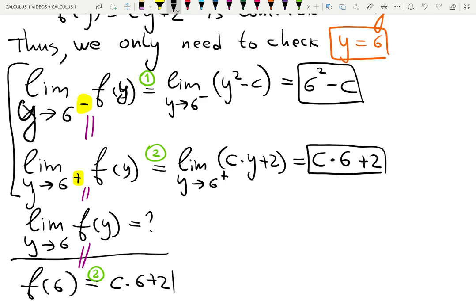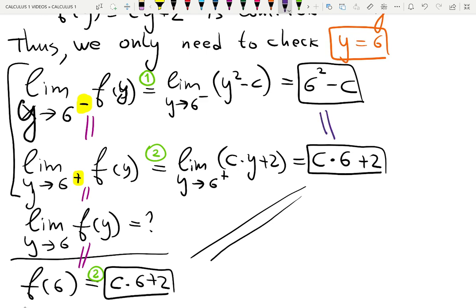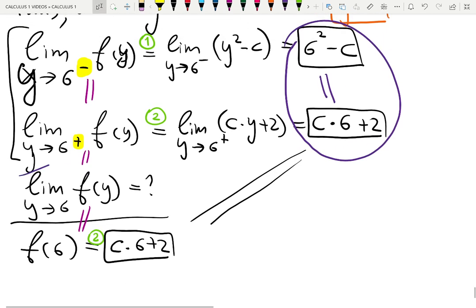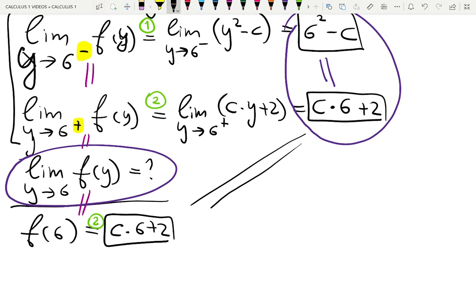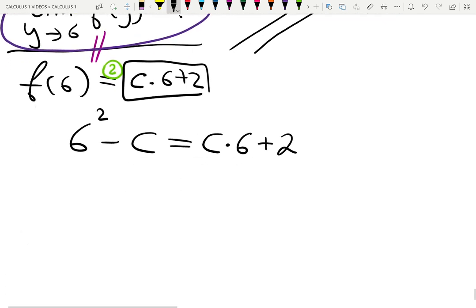Thus, these two numbers are already the same. The only thing missing is that these two equations must be the same. For the limit to exist and to be the same value as f of 6, I need to make sure that the c we're looking for satisfies the equation: 6 squared minus c equals c times 6 plus 2. And we solve this equation.